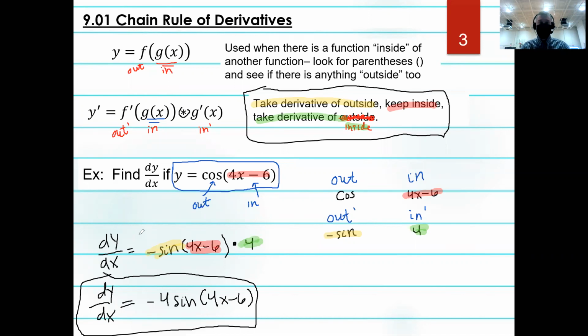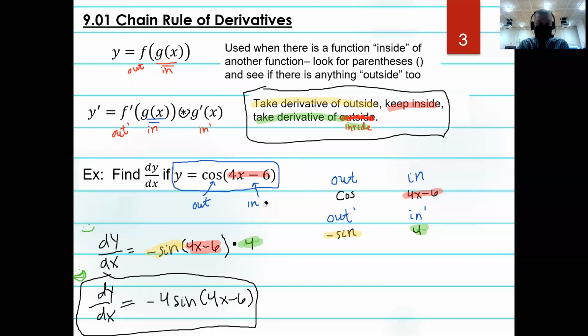One answer is good, one answer is preferred, right? So this would be good. This would be very good. There's one example of the chain rule.